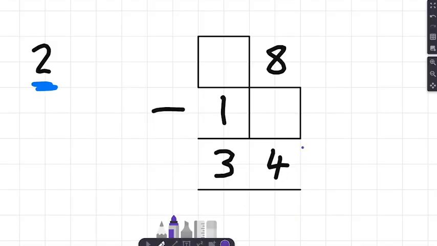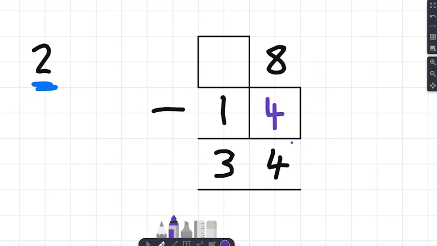Right, let's have a look at question 2. Now with question 2, we have some number with an 8 in the units, take away some number with a 1 in it, gives us 34. So again, I'm going to start with the units column. 8 take away something gives us 4, so this must be 4.